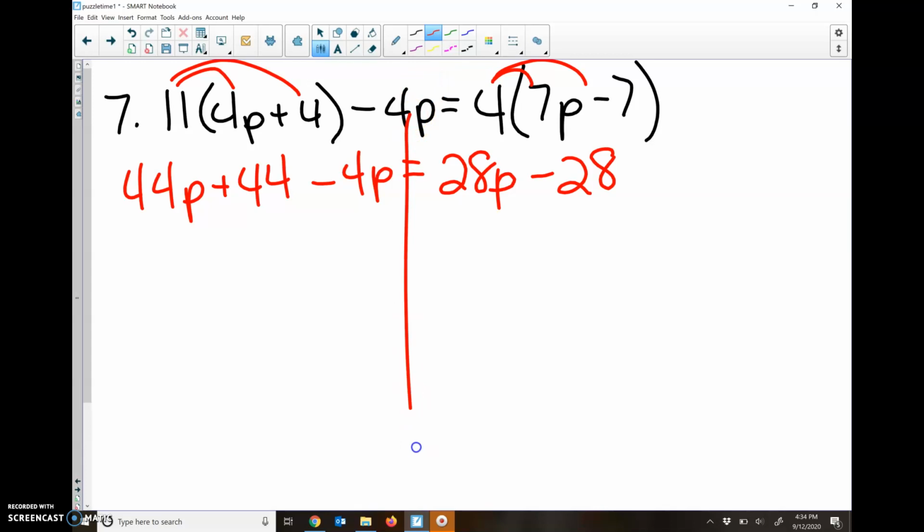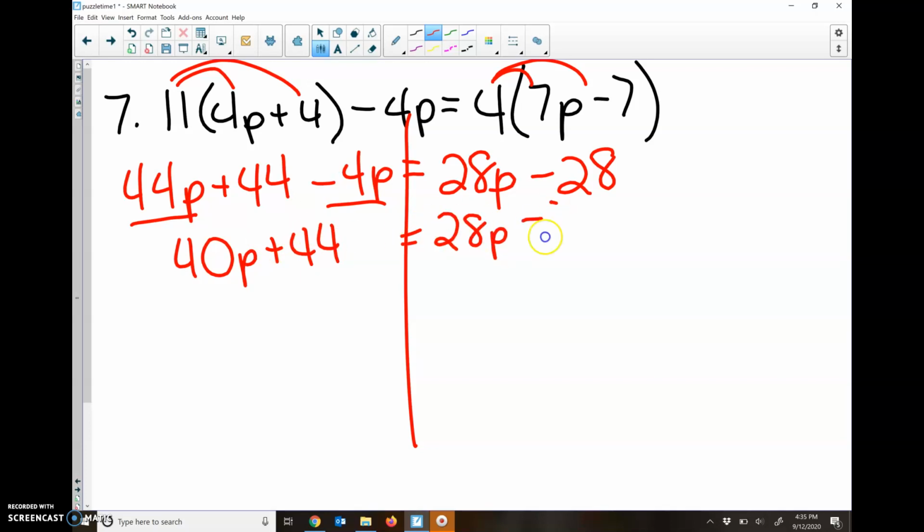So a little different. Now we have one extra step because we got to combine our like terms on the left side. So 44p minus 4p is 40p. Didn't do anything to the right side, so just got to rewrite that. Okay, so 40p plus 44 equals 28p minus 28. Let me get my p's together. So I'm going to subtract 28p because it's a positive 28. 40 minus 28 is 12.